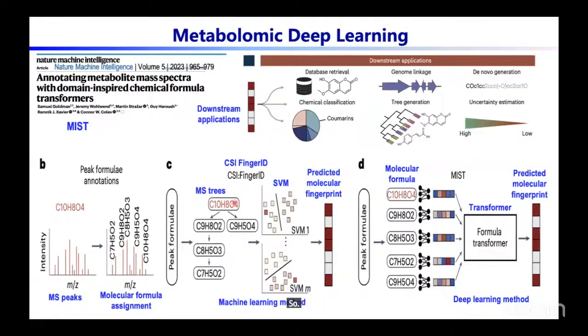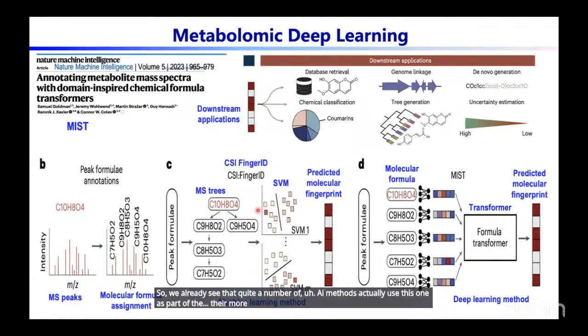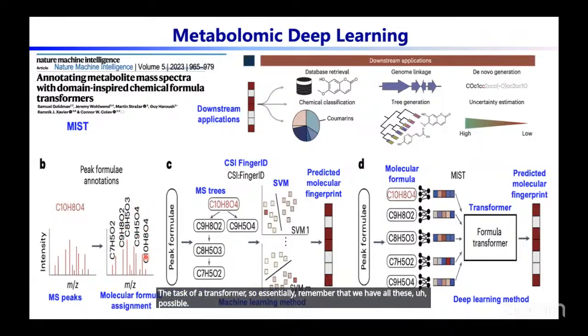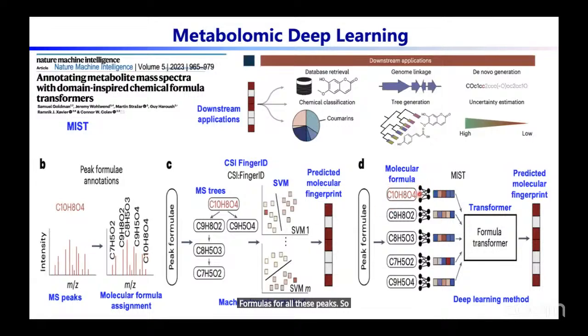So we already see that quite a number of AI methods actually use this one as a part of their more complicated, more sophisticated system. Even though they have transformer, they still have this important component here. Okay, so what is the task of a transformer? Essentially, remember that we have all these possible formulas for these peaks. So we can consider each peak as a token. Each peak is associated with a formula. Each formula, remember that they are some kind of code, right? So this is what we are familiar with.